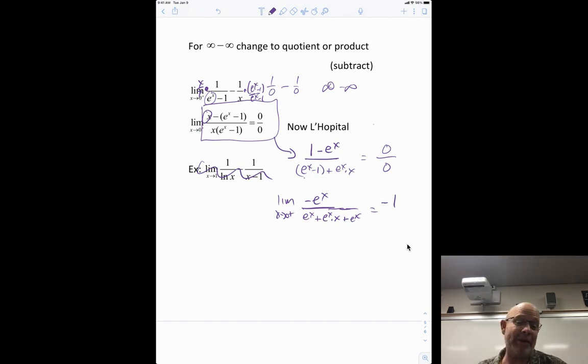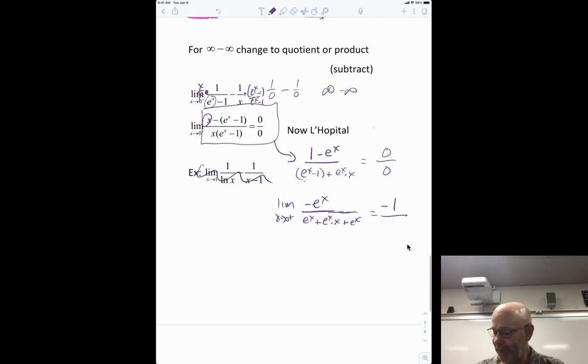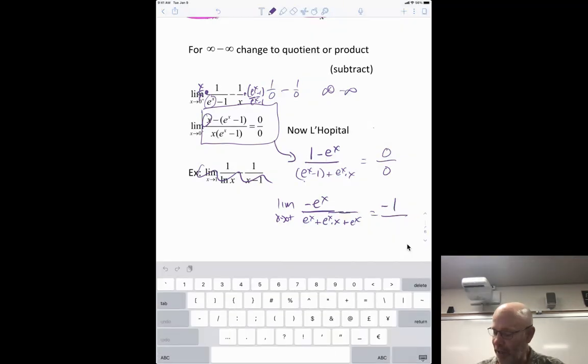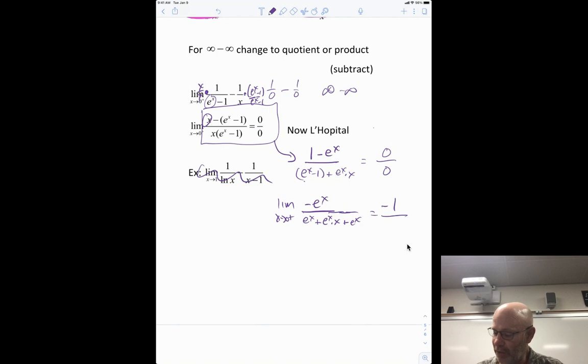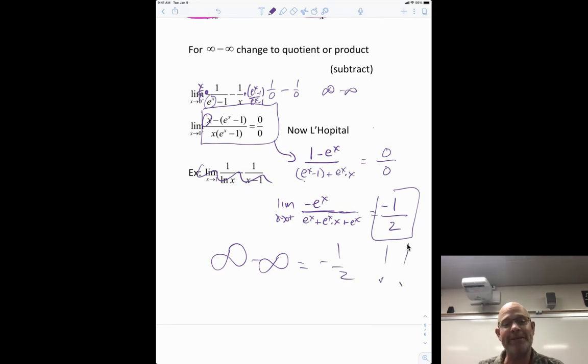So I'm going to be done, right, one way or the other. And let's see, I got 1 plus 0 plus 1. So it looks like 2. So in this case, infinity minus infinity was negative 1/2. Pretty exciting. Could be anything, right?